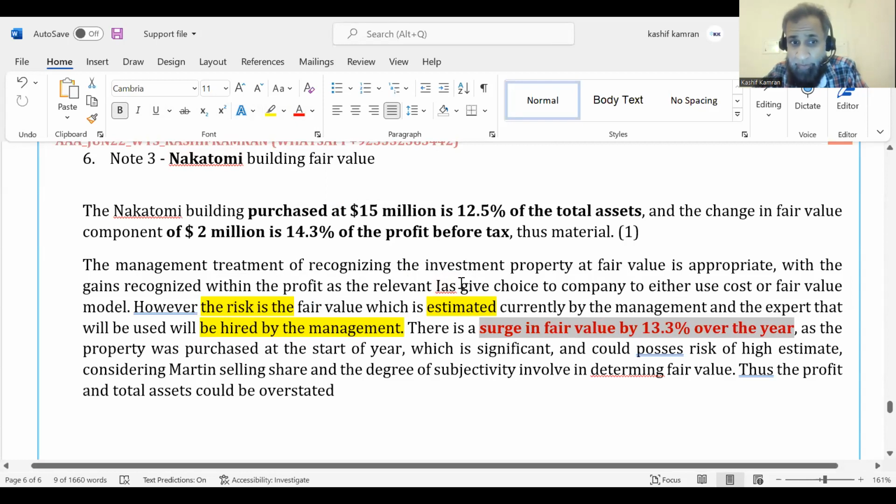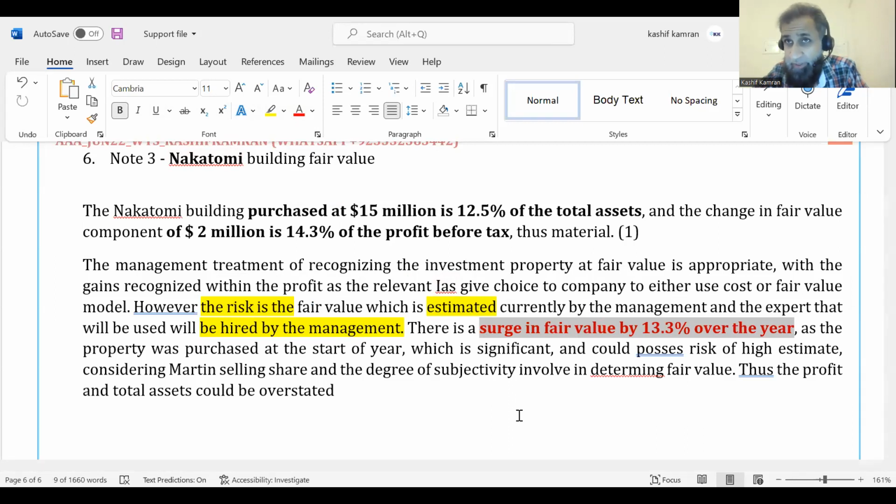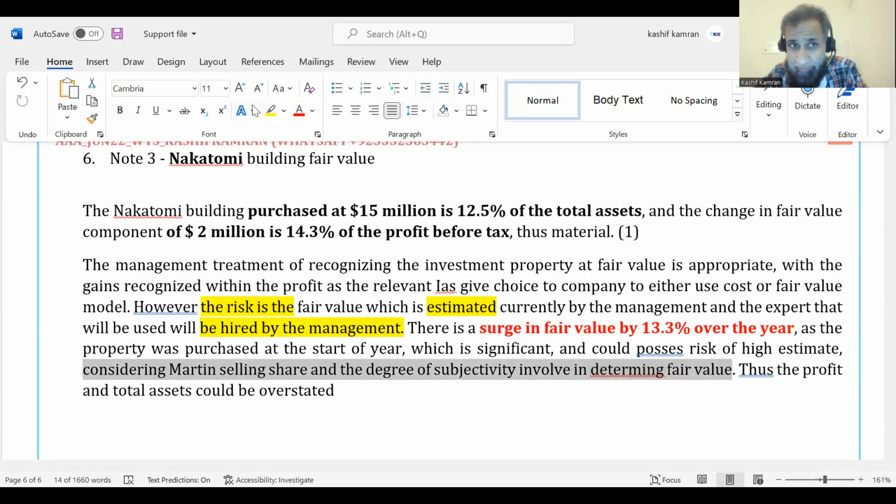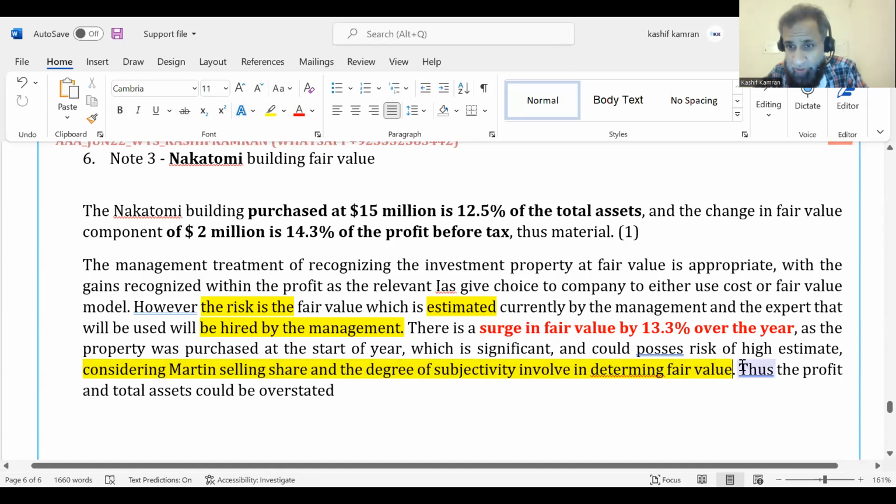Yes. As the property was purchased at the start of the year, which is significant and could possess risk of a high estimate. So there is a change in the fair value by almost 13% over the last year, which is quite significant. Considering Martin has to sell shares, the fair value could be overestimated. So considering Martin selling shares and the degree of subjectivity involved in determining the fair value, the profit could be overstated and the total assets could be overstated. Found the risk. So how many marks do we get for this paragraph?